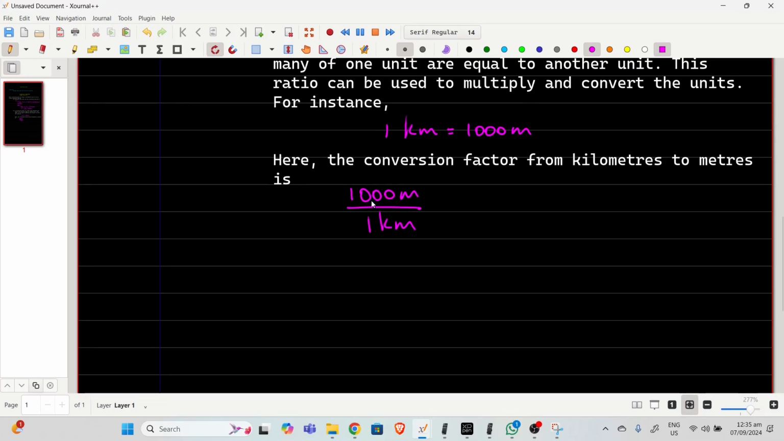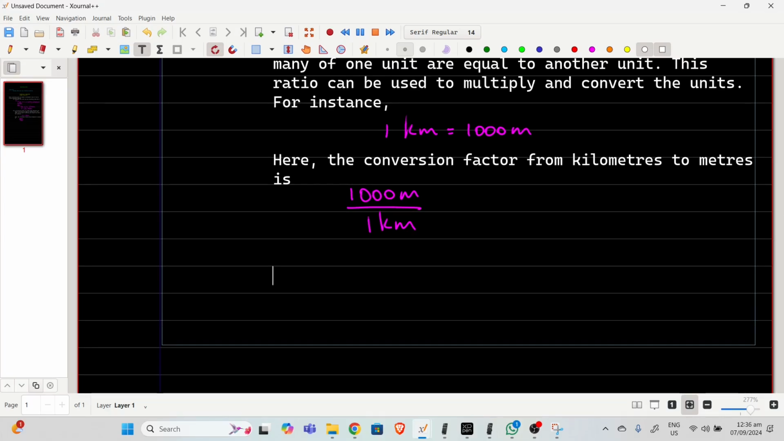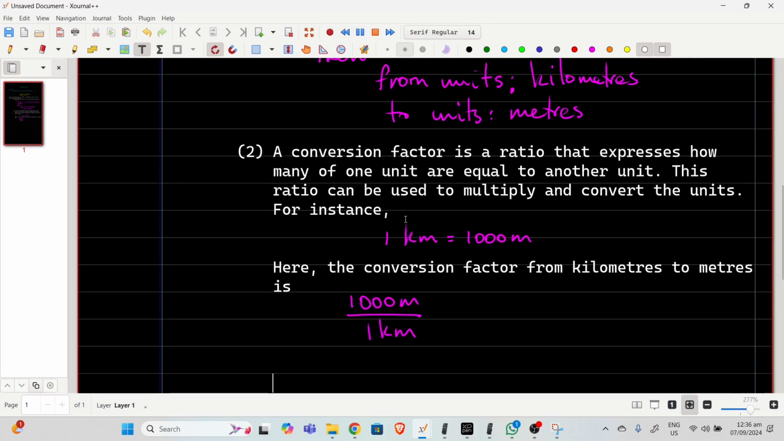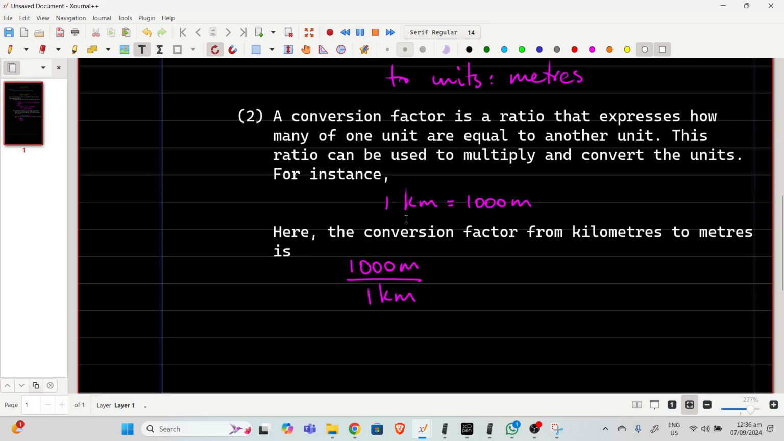Okay, now we go on to the third step. Once we have our conversion factor and we have it in the form that we desire, then what we can do next is, let me put this in 3.